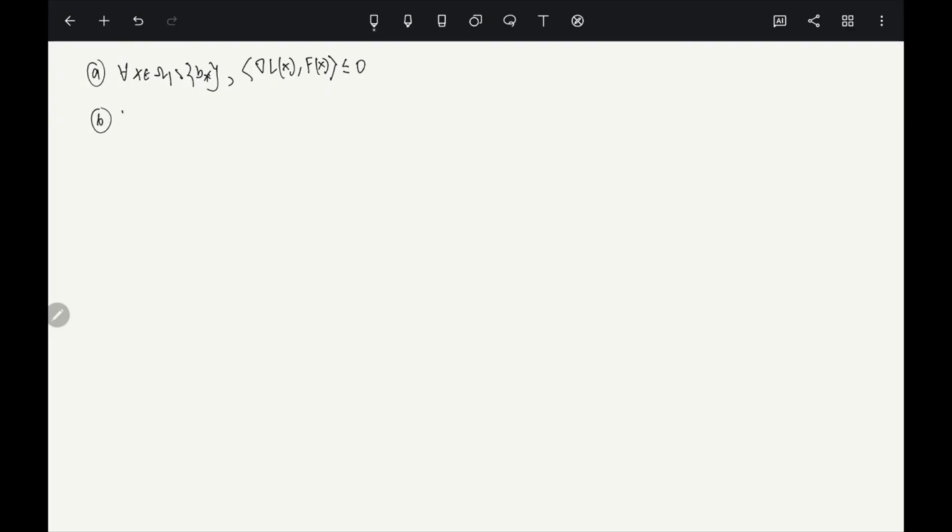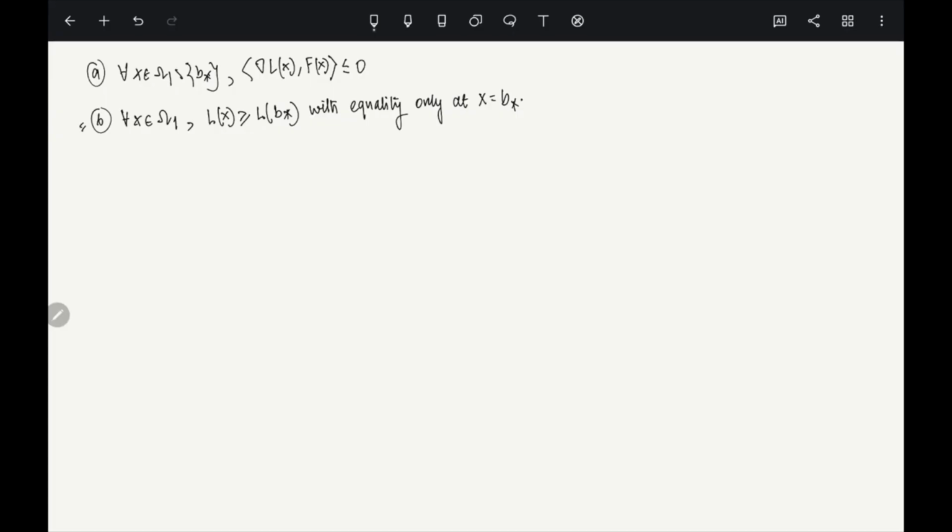The second part is this: for all x in omega 1, L of x dominates L of B star, with equality only at x equals B star. So essentially what I'm looking for in this property b is that B star has to be a strict minimum of L.